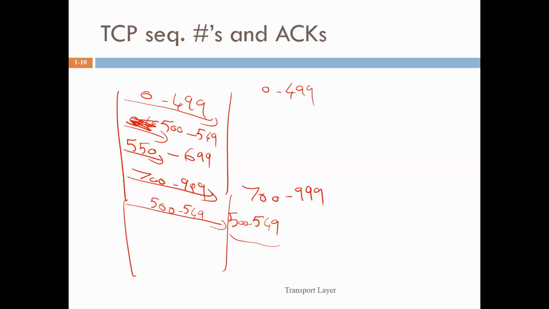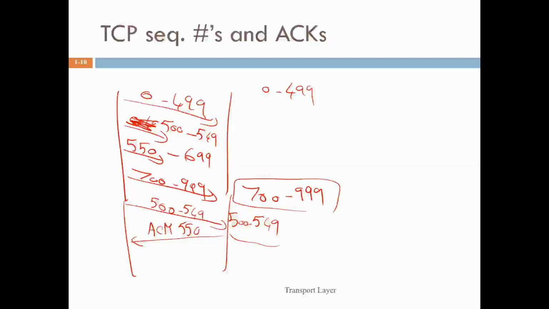When it sends an acknowledgement, what will the acknowledgement be? The acknowledgement will actually be for the next byte that B is expecting in the right order. B has 0 to 499, and now it also has 500 to 549. It also has 700 to 999, but there is a gap. So when it sends an acknowledgement, it will be acknowledgement 550.